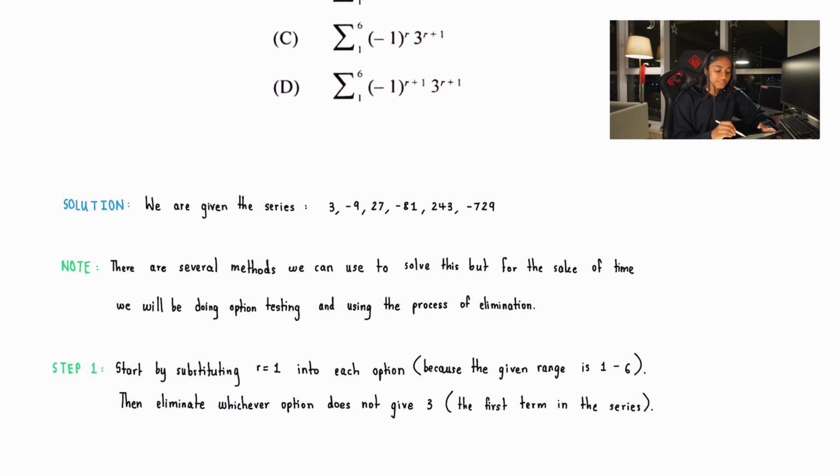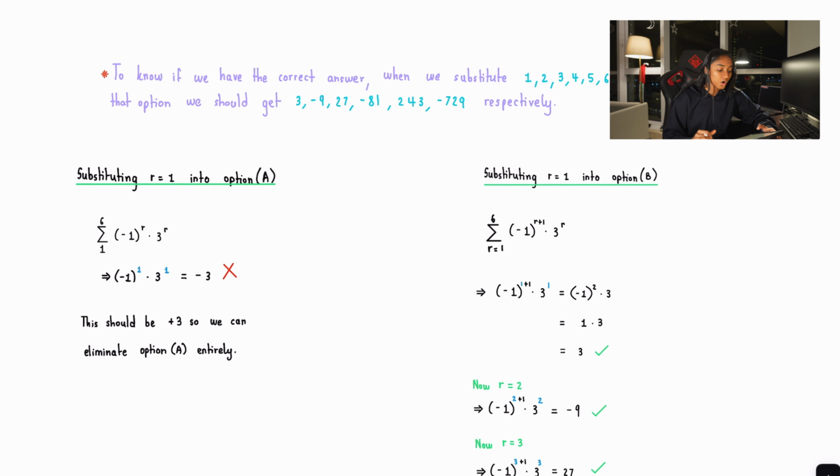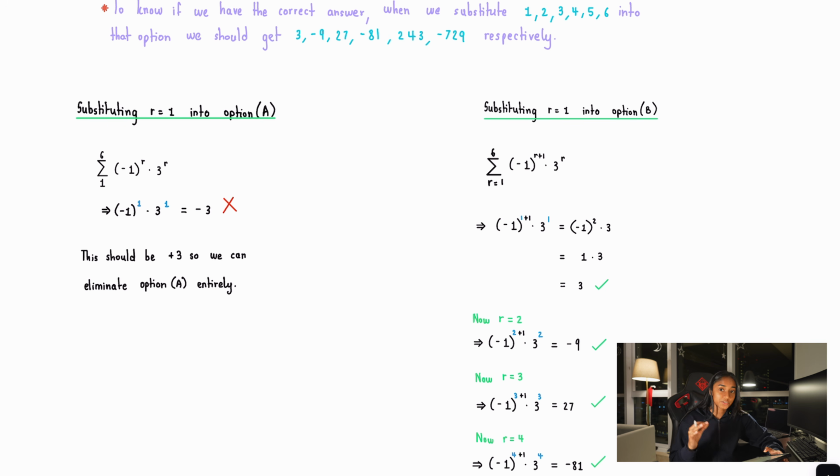We are given the series, okay? So we notice that there is a link between them, because when I multiply 3 by 3, I get 9. When I multiply 9 by 3, I get 27, and so on, okay? But for the sake of the way we're going to solve it, that doesn't matter at all. So let's start by substituting r is equal to 1. We'll start with option A.